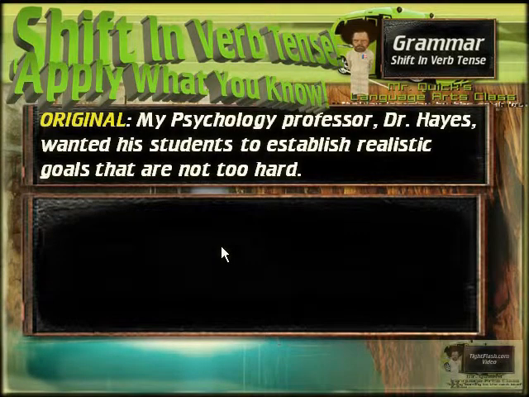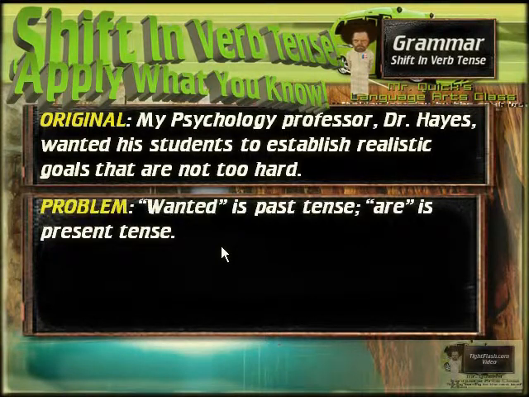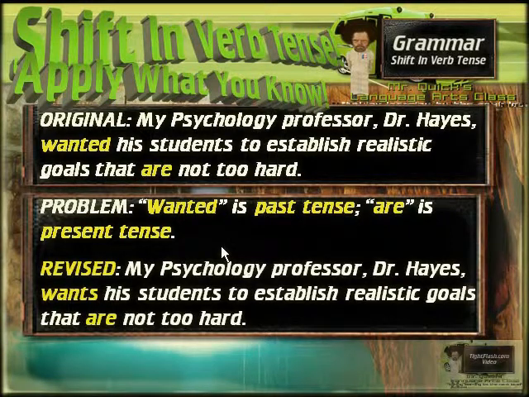My psychology professor, Dr. Hayes, wanted his students to establish realistic goals that are not too hard. Okay, so wanted. So that means that the professor doesn't really want the students to establish any realistic goals. Is this one where he doesn't care about his students anymore, right? Yes, no. Wanted is past. Are is present tense. We need to make them match.